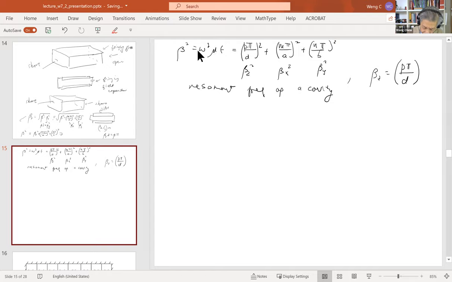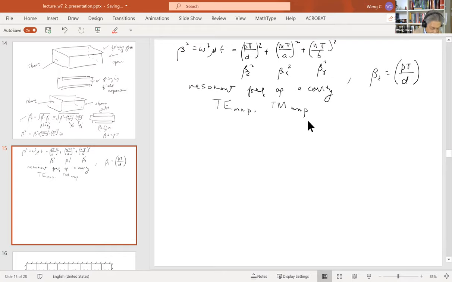At only select frequencies can this condition be satisfied, because you fix the dimension of a, you fix the dimension of b, you fix the dimension of d, and then you choose the modes. You have certain indices, m, n, and p. Okay, this is called either the TE mnp or TM mnp modes. Okay. Any questions so far?